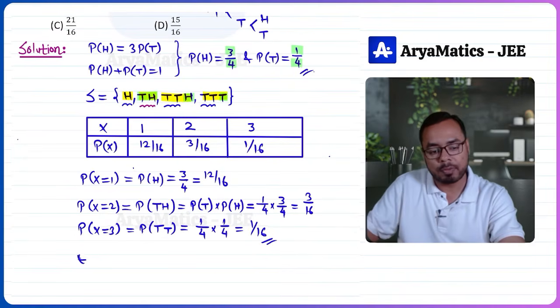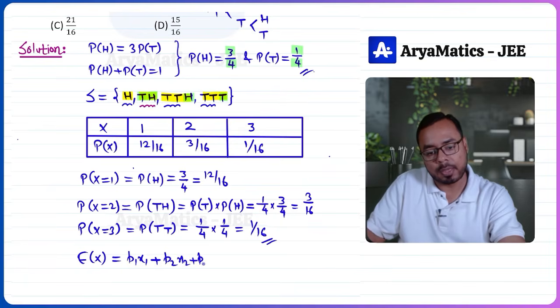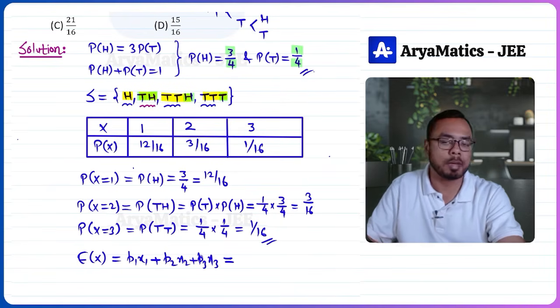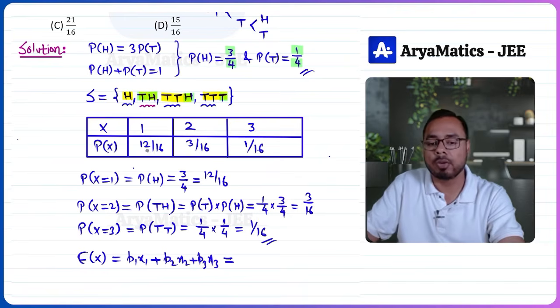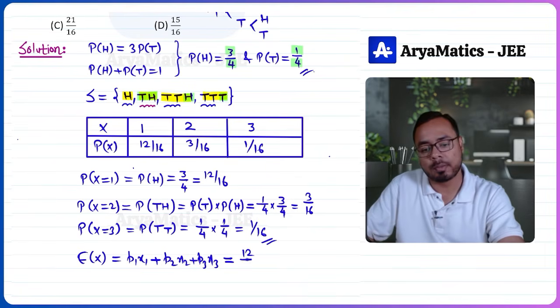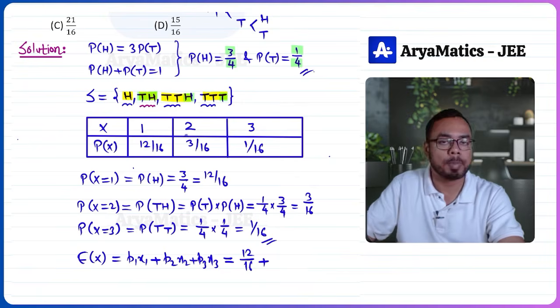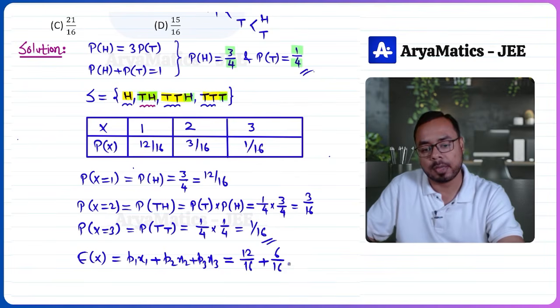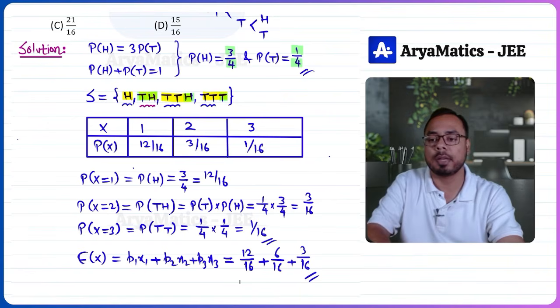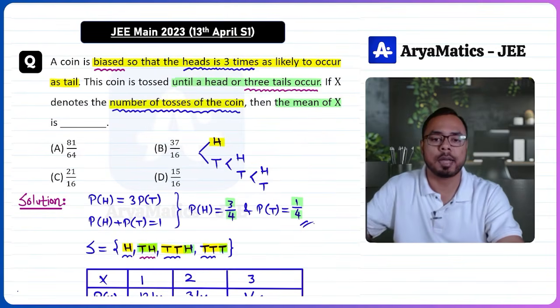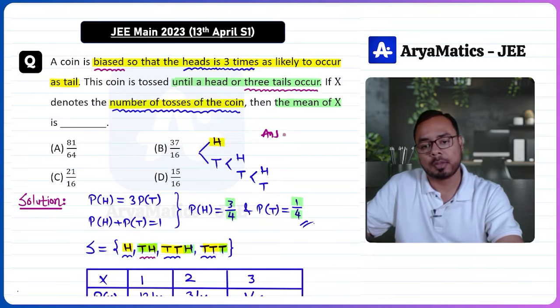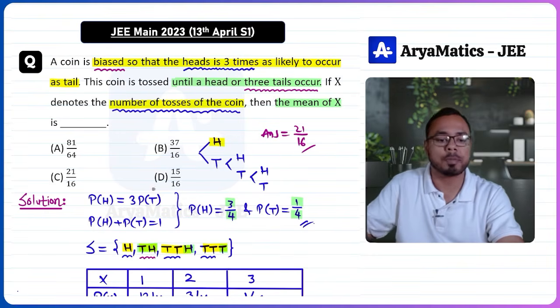And now the expected value of x will be p1 x1 plus p2 x2 plus p3 x3. This is the formula for the expected value or the mean of x. So 1 into 12 by 16 will be 12 by 16, plus 2 into 3 by 16, so that will be 6 by 16, plus 3 into 1 by 16, so that is 3 by 16. After adding this, you will get 21 by 16. So therefore, the correct answer for this problem will be 21 by 16, which is option C.